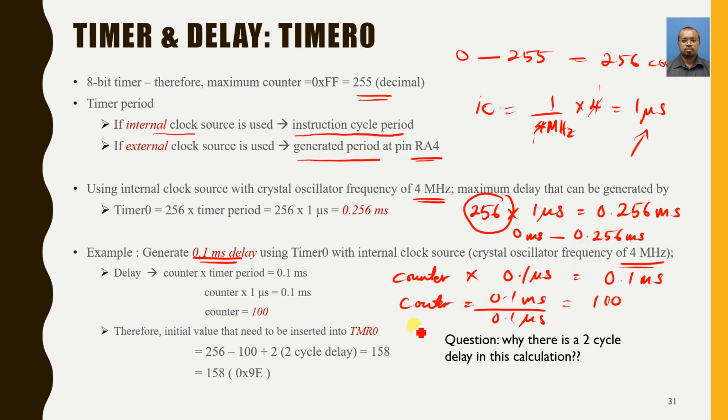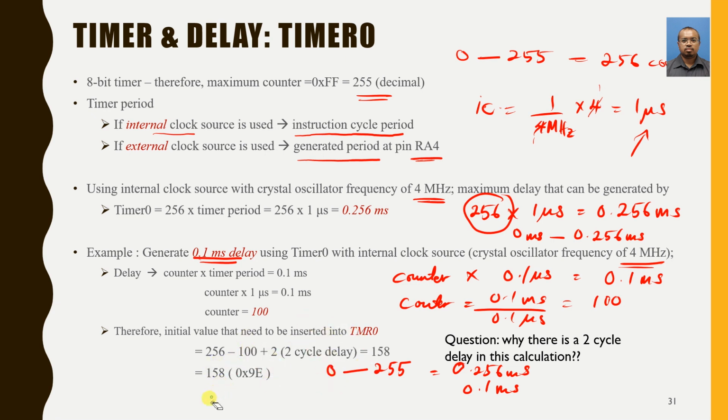So timer 0 will have to start with a certain number, and then it will count until finish. If it counts from 0 until 255, then it will have a maximum of 0.256 millisecond. So right now you want to target up to 0.1 millisecond. So what is the counter that you need? This is how the calculation is done.